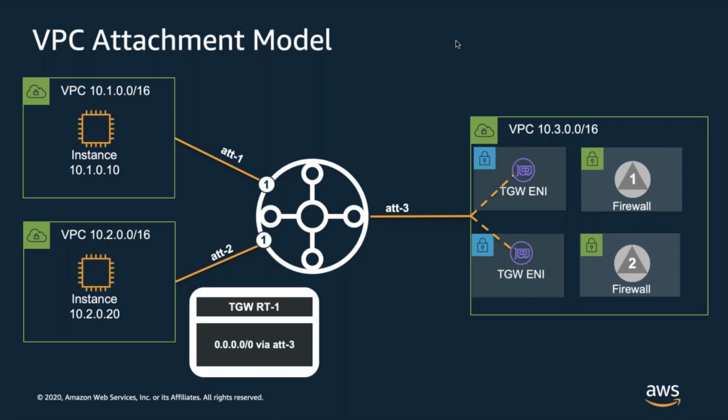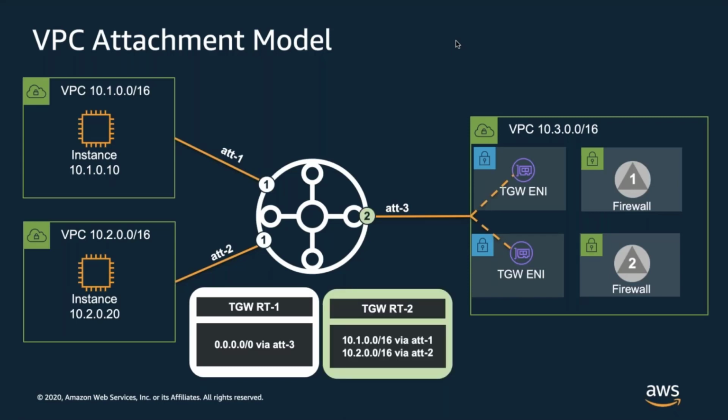So let's look at the route tables here. We're actually going to use multiple route tables on the Transit Gateway. In our Transit Gateway route table 1, which will be associated with attachments 1 and 2, we only have a default route to attachment 3, so to our security VPC. This means that if any traffic comes from VPC 10.1 or 10.2 into the Transit Gateway, the only place it can get to is VPC 10.3, our security VPC. So there's no other way to get anywhere else.